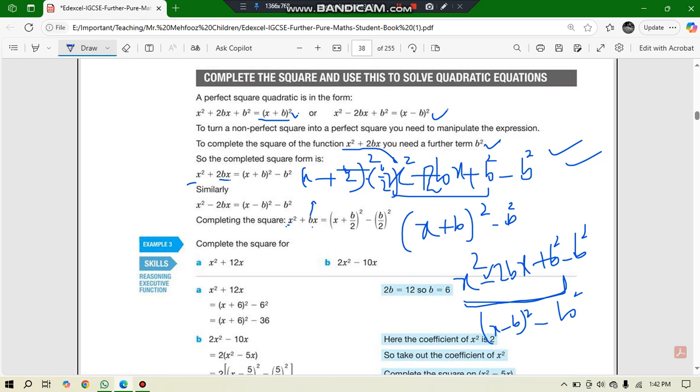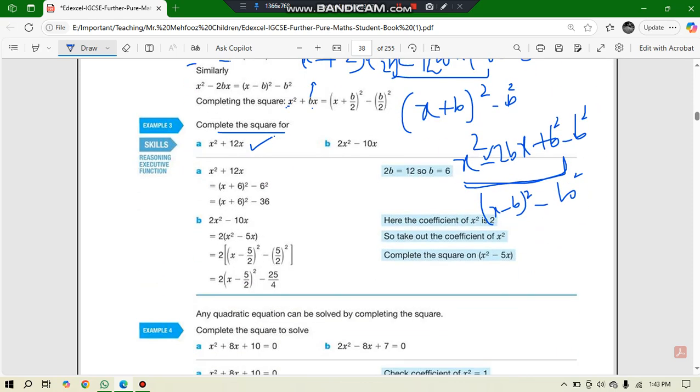In the next example you can see this clearly. It's a simple example. First of all, complete the square for x squared plus 12x. This is the incomplete expression, so we have to complete the square. How? First of all, x squared plus 12x is given.